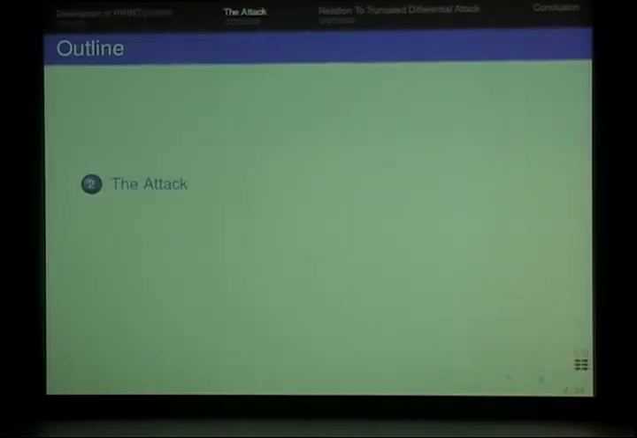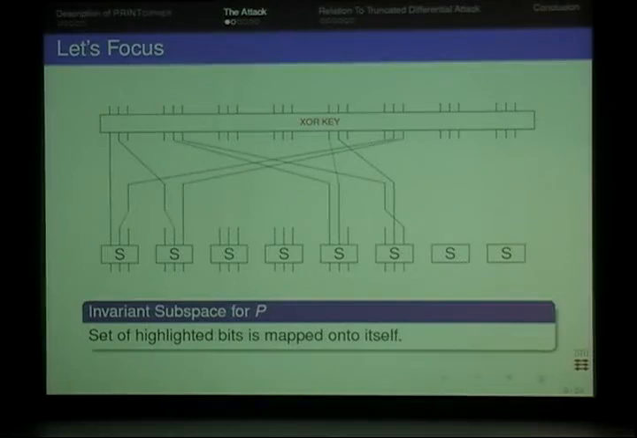So how does the attack work? The first observation is that we're going to look at these 8 bits. I highlighted 8 bits in this linear part there. And the point is that those 8 bits get mapped to the same set of 8 bits by the linear layer. So this is, if you want, an invariant subspace for the linear layer of the cipher.